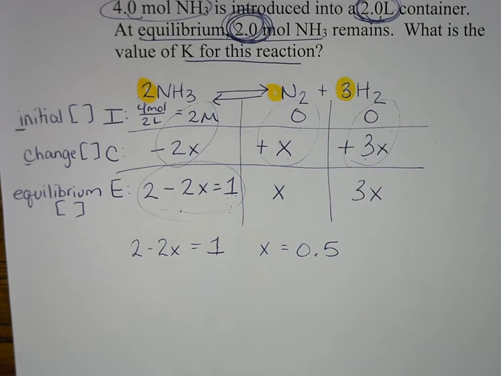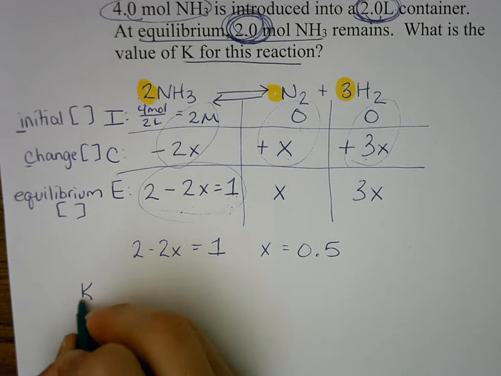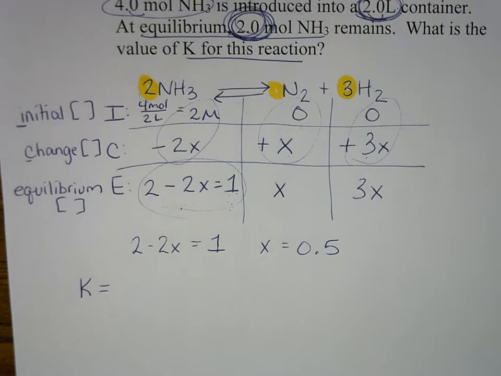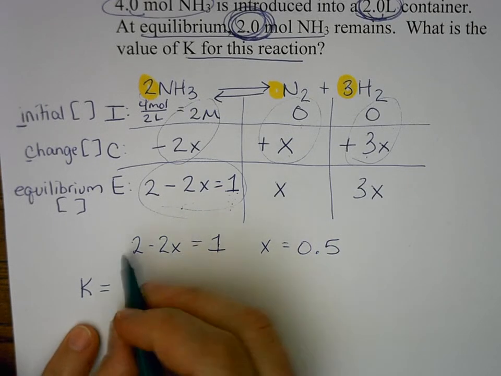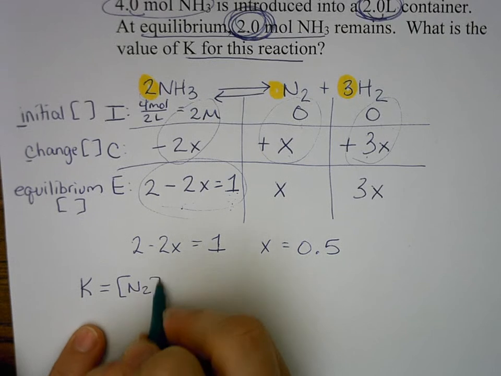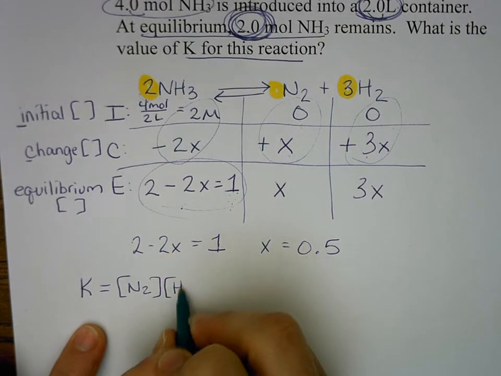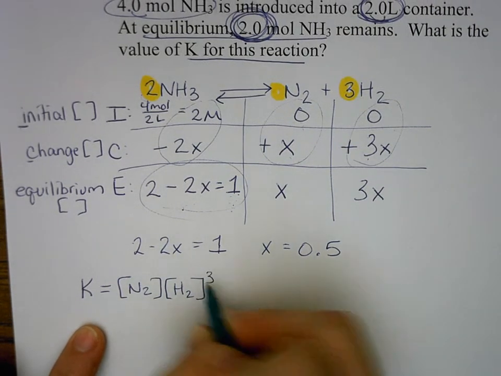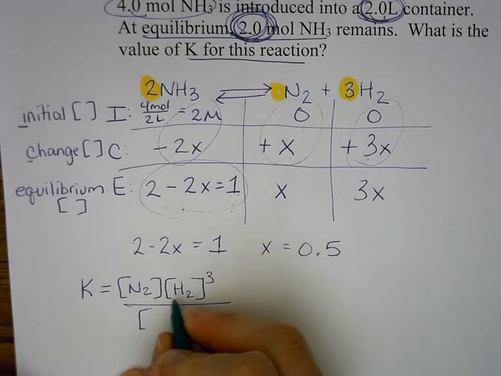Now, k, if it's just k, then it's Kc. It's based on concentration. So my equilibrium expression is going to be the concentration of N2 times the concentration of H2 cubed, and then over here on the bottom, the concentration of NH3 squared.